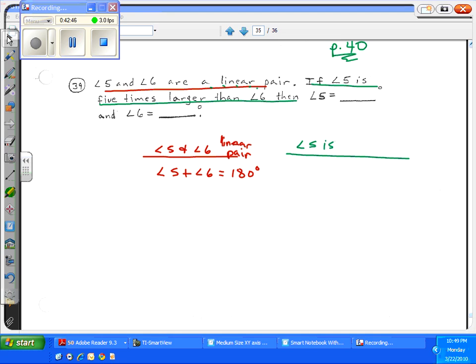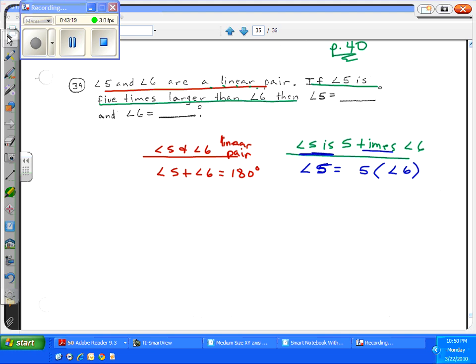It says angle 5 is 5 times larger than angle 6. We have subject verb, and so we put subject equal. The verb is equal. So angle 5 equals. 5 times means multiply, so 5 times angle 6. And it looks better to show our multiplication with a parenthesis when you've got angles involved.